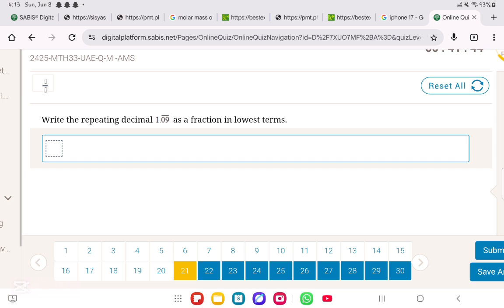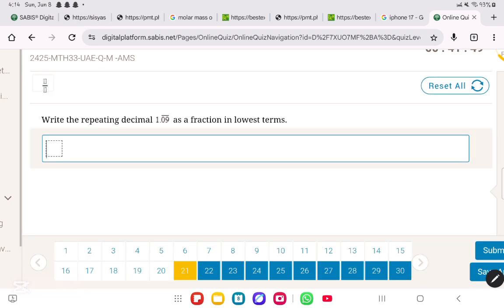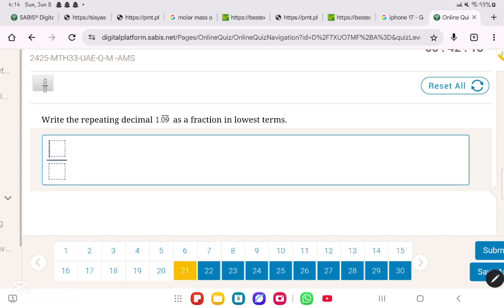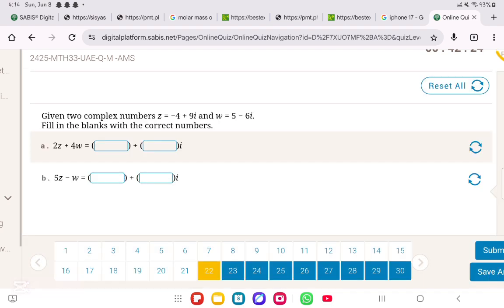Here, again, same thing as we did in question 17. What you're going to do is take 1, and then put a decimal place. And as you can see, you have the line over 09. So you're going to be repeating the digits 09, 09, 09, 09, 0 until you do not see the 1 point anymore. And then after that, you click equal, and you will get your fraction, which is 12 over 11. We move on to question number 22.